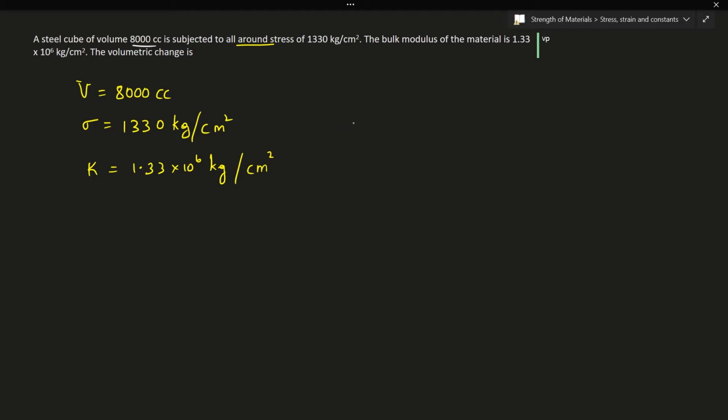So the bulk modulus is given by the all around stress divided by the volumetric strain. Right, so here the volumetric strain, I don't know the value, I'll just calculate the volumetric strain. Which is nothing but the overall stress, 1330 kg per centimeter square, divided by the K, that is 1.33 into 10 to the power of 6. So this gives me the answer 10 to the power of minus 3.